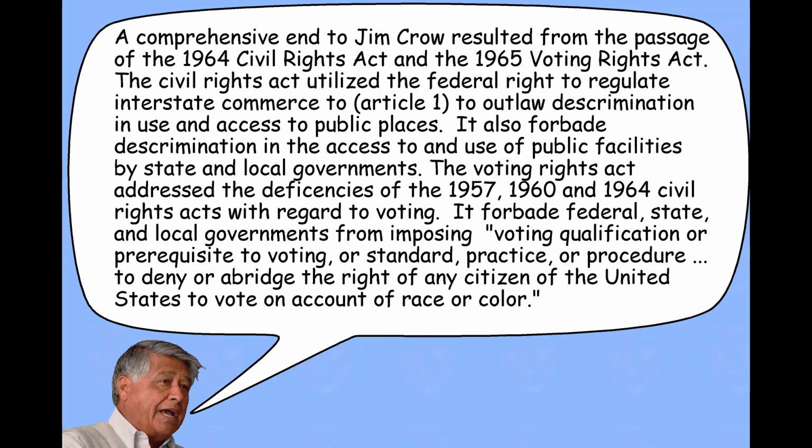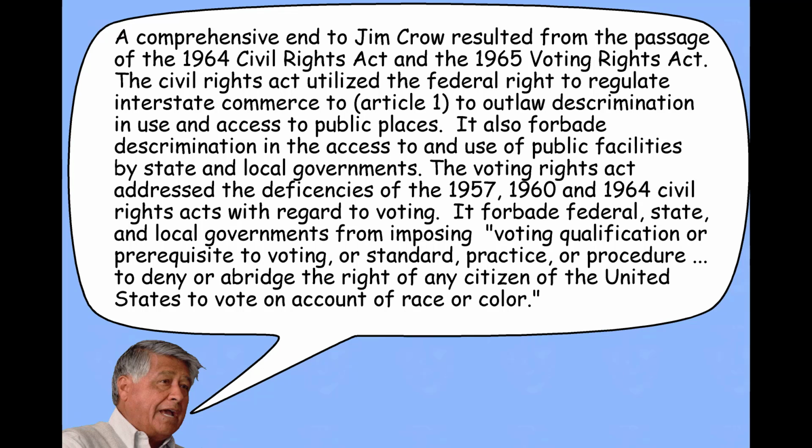However, a more comprehensive end to Jim Crow sorts of laws didn't come about until the passage of the 1964 Civil Rights Act and the 1965 Voting Rights Act. The Civil Rights Act utilized the federal right to regulate interstate commerce, which is Article 1 of the Constitution, to outlaw discrimination in use and access to public places. It also forbade discrimination in access and use of public facilities by state and local governments.